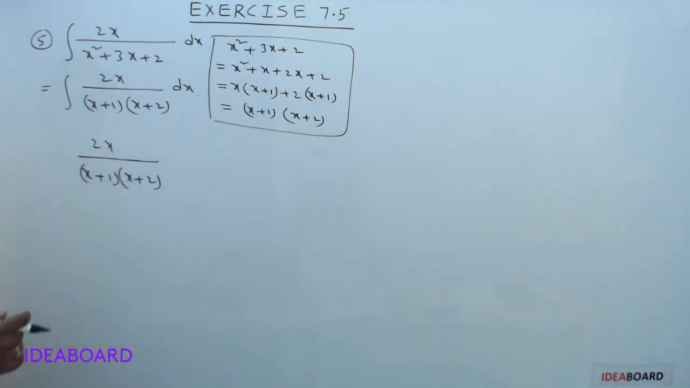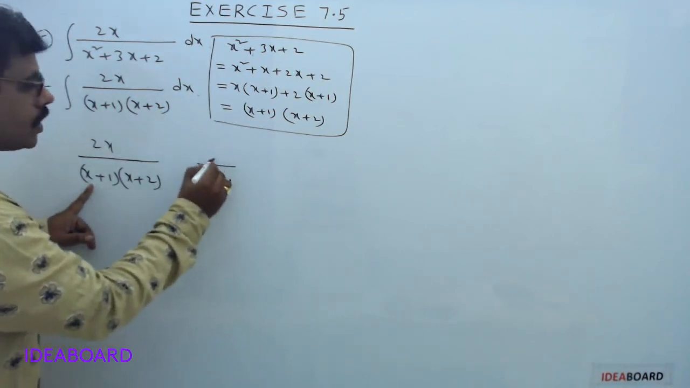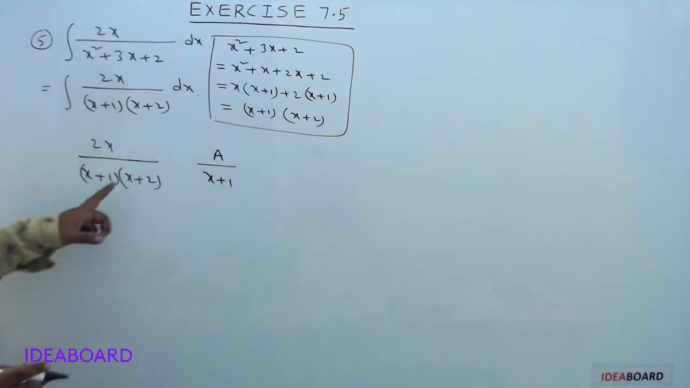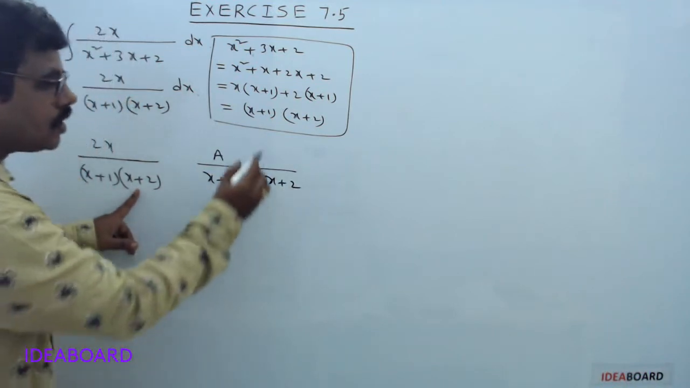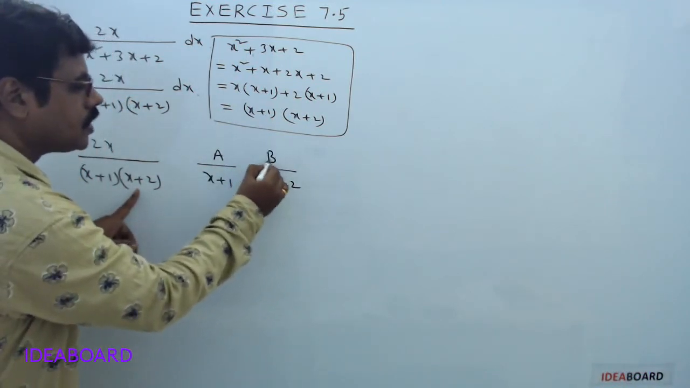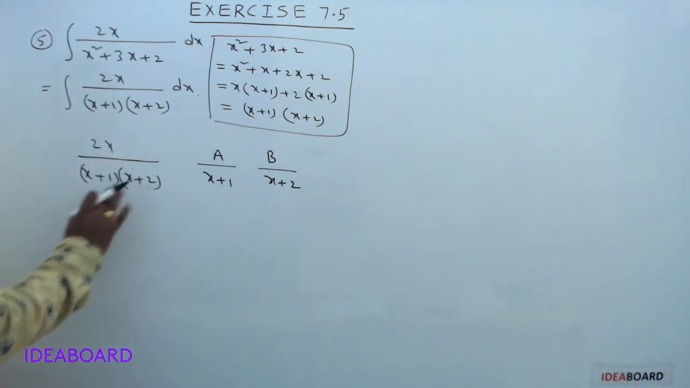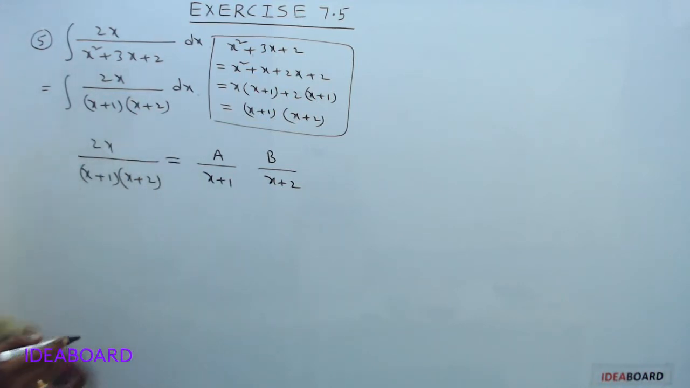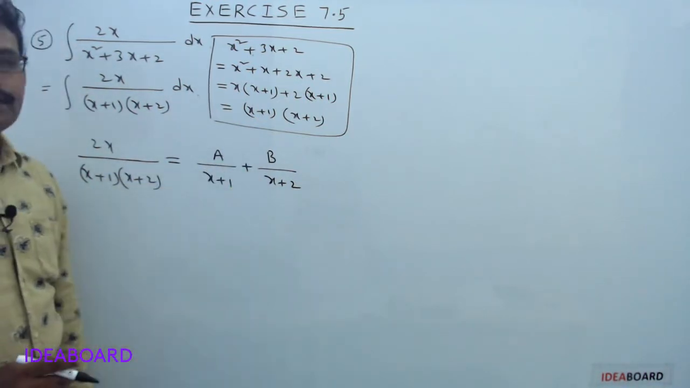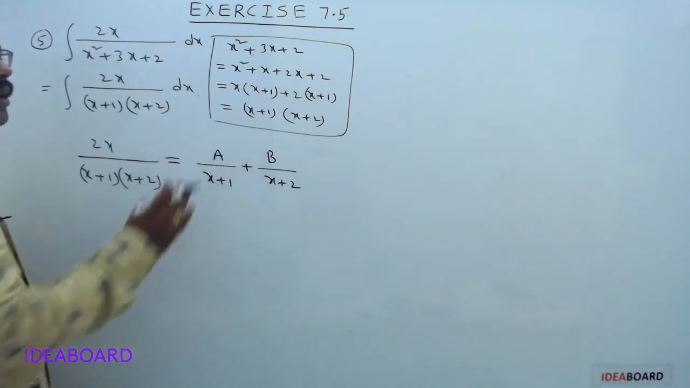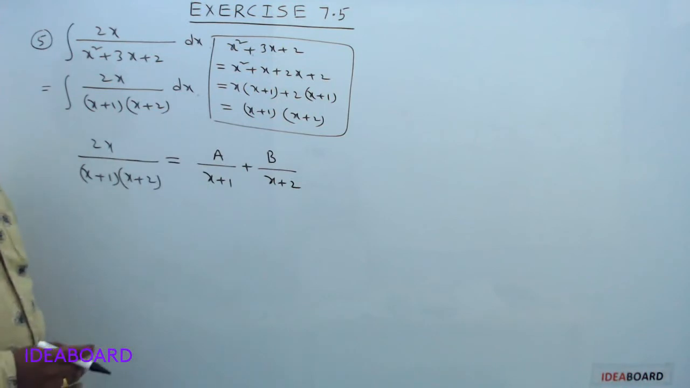Now come to the partial fractions. Corresponding to this non-repeated linear factor x plus 1, there exists a constant term in its numerator. Take that constant as a and b. So 2x divided by x plus 1 into x plus 2 can be expressed as a by x plus 1 plus b divided by x plus 2. Now here a and b are the unknown values. Now first find out the values of a and b.